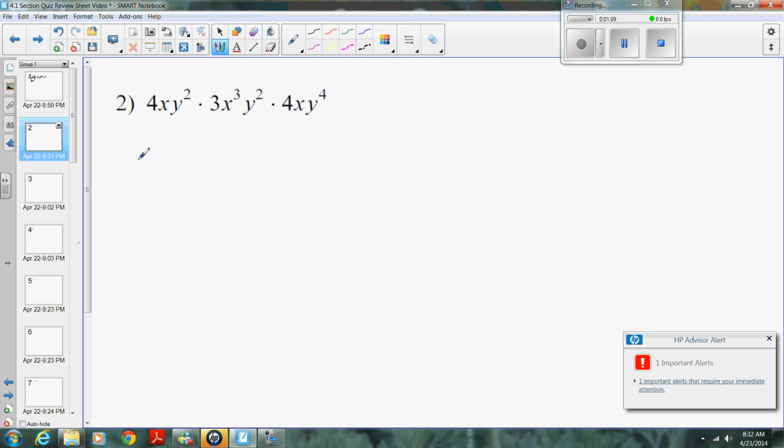Next question, same sort of thing. I'm going to line them up: 4 times 3 times 4, the coefficients first, and then my x values: x times x to the third times x, and then my y's: y squared times y squared times y to the fourth power, right? So 4 times 3 is 12, times 4 again is... wait a minute, no, 12 times 4 is 48. Sorry. So 48.